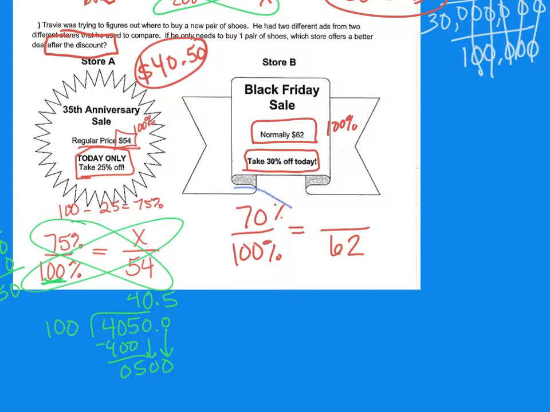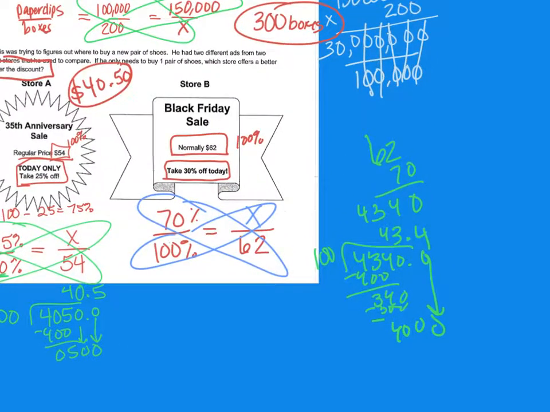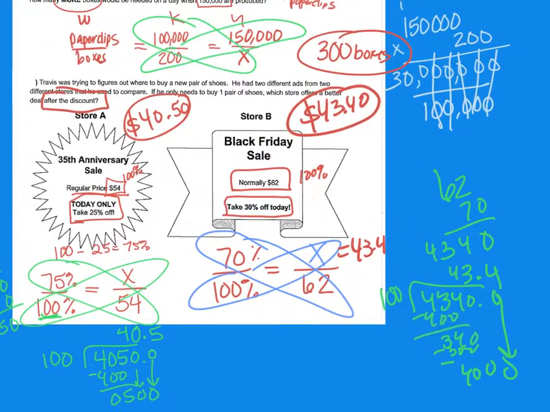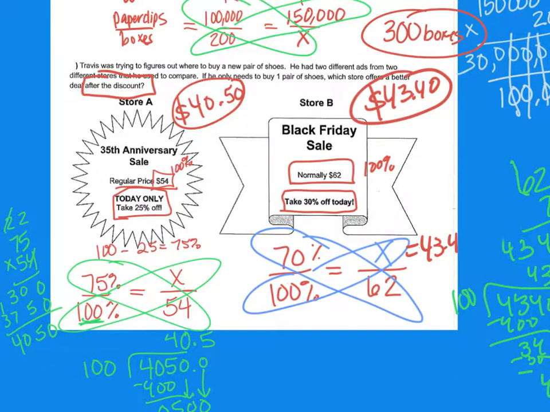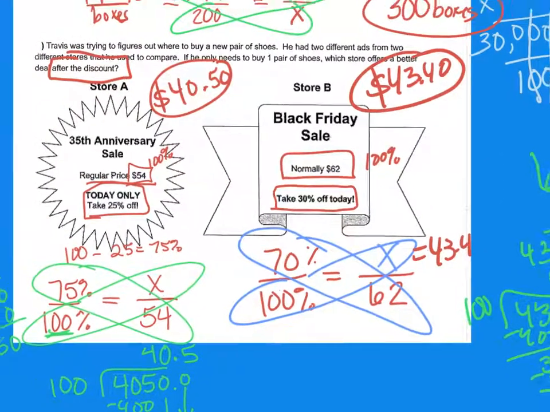So we can cross multiply and divide. Good, so 43.4 after we cross multiply and divide. So 43.4. So that's right? So what's the better deal, store A or store B? Store A is cheaper. I just wanted to know what was the better deal after you take the discount. So even though store B had a higher discount, like taking 30% as opposed to 25%, store A is still cheaper.